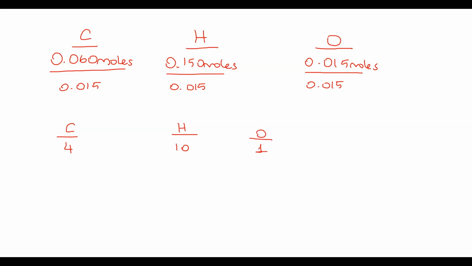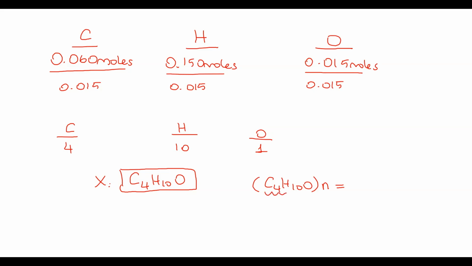And let's check, is it an empirical formula? Is it the simplest whole number ratio? Yes, it is. So we can write it as C4H10O. This is the empirical formula of the X compound. After we find it, the question says find the molecular formula of the compound. To find the molecular formula, we multiply the empirical formula by any number n. So first we should find the molar mass of the empirical formula.